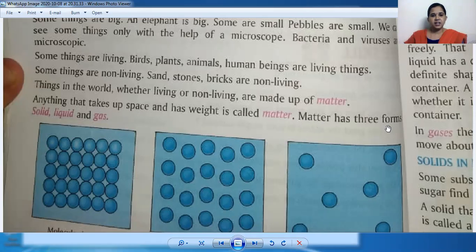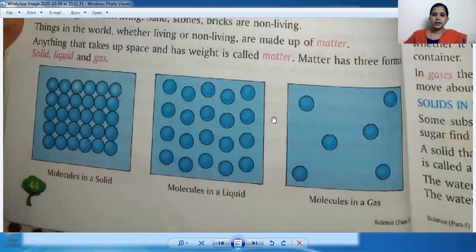So matter has three forms. What are they? Solid, liquid, and gases. Okay. There are three states of matter mainly: solids, liquids, gases. So how we can recognize and how the molecules will be present in each type. Okay. Now let us see this. Molecules in a solid. See how the molecules means they are the small particles which make the solids, liquids, and gases. So which are present in that, the tiny particles.